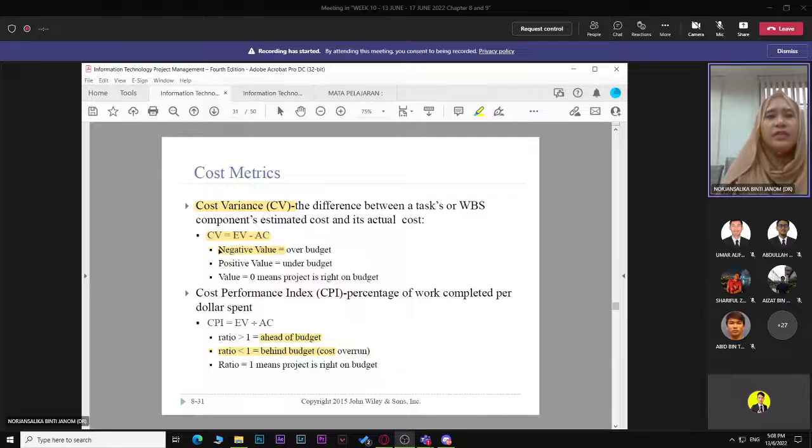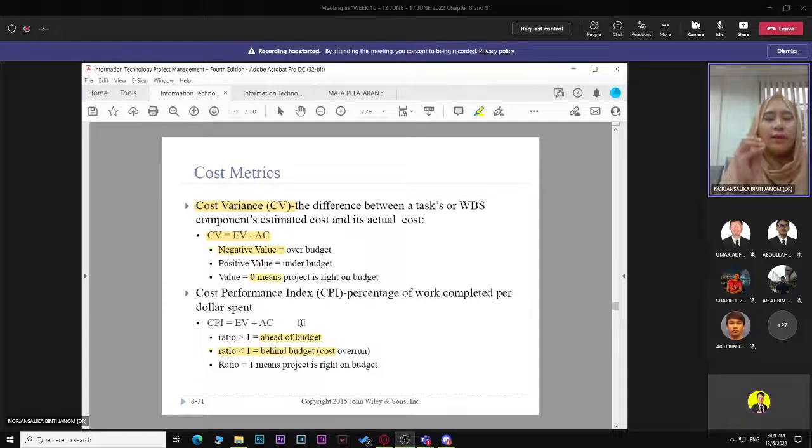If it shows a negative value, it will be over budget. If it shows a positive value, meaning that your earned value is much higher than the actual cost, you are under budget. Good, there are savings there. So value 0 is right on budget. Normally as a project manager, you want 0. It means what you plan is what you got. You don't want too much over, you don't want too much under. So the good thing is maybe you got 0.